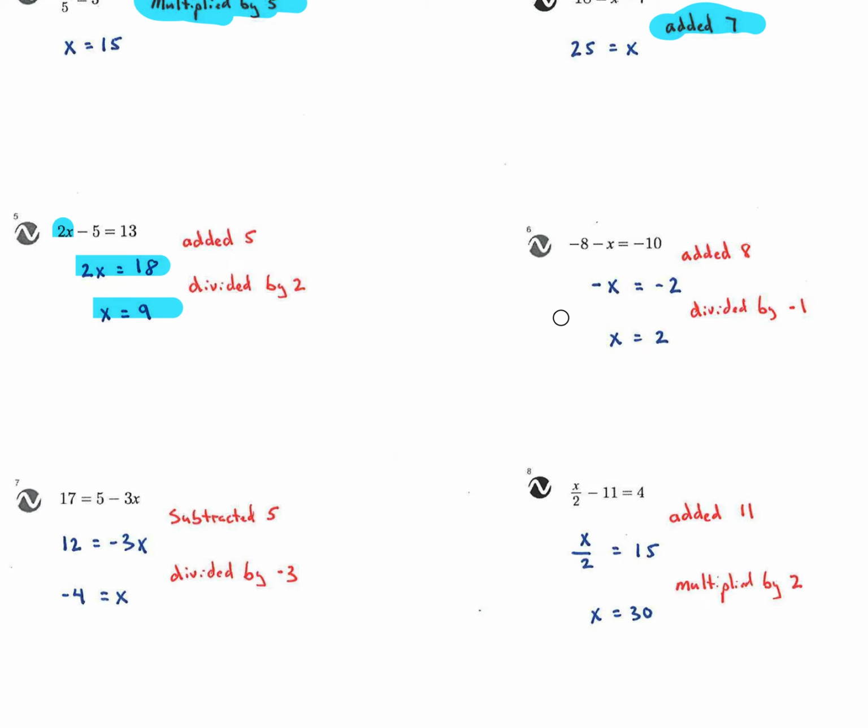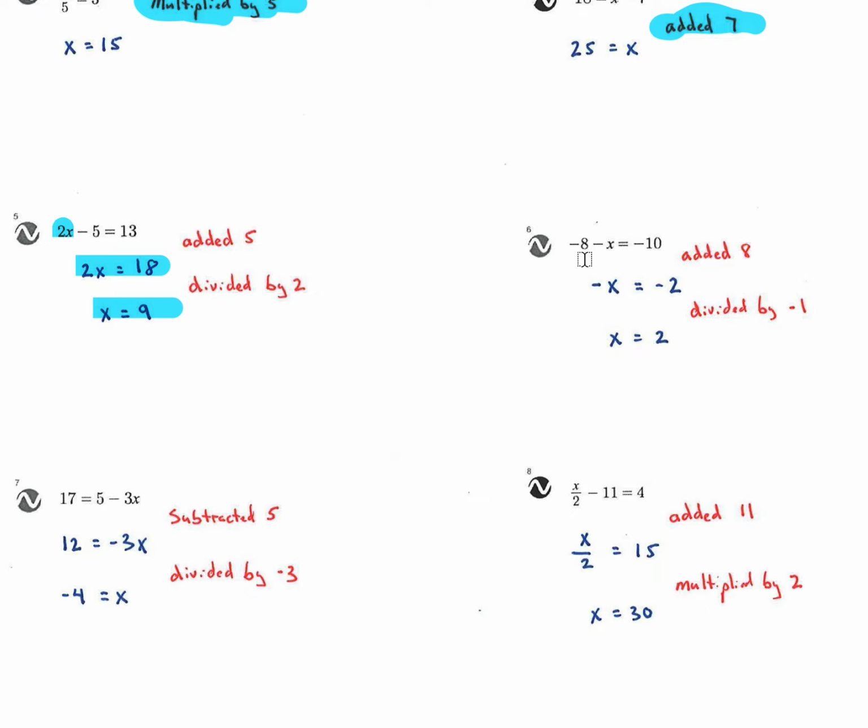Look at 6. Okay, I have negative 8 minus x equals negative 10. And there are a couple of things I could do here. The first step is I actually could have got rid of all the negative signs. I could have said 8 plus x equals 10. And how did I do that? I could have multiplied everything by negative 1. But I chose to do it this way.